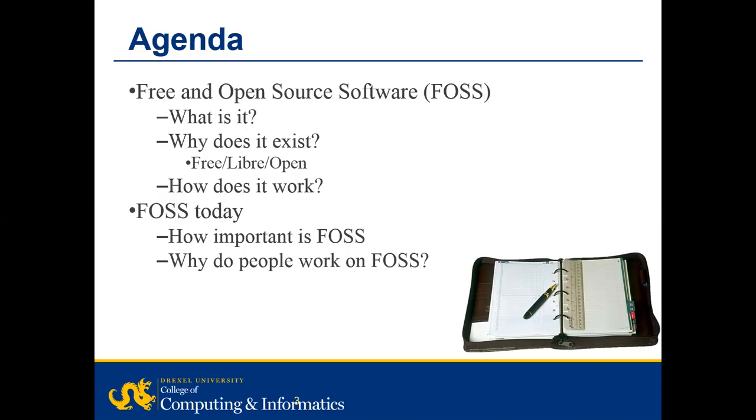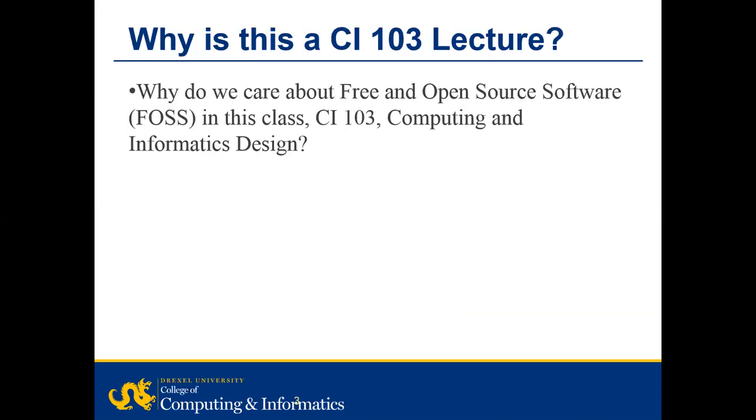And we'll also talk about the importance of open source today and in the years where you'll be out working as a computing professional in one area or another. And we'll talk about how all that open source software gets created. How can it be that there's software that's available for free when other software you have to pay for in order to get? So why are we doing this in CI 103?